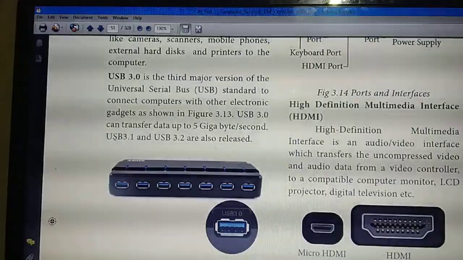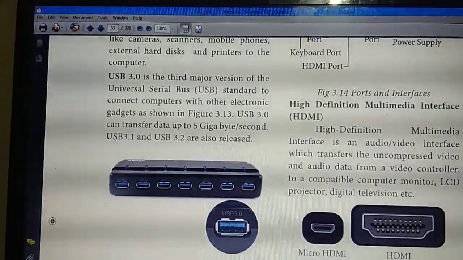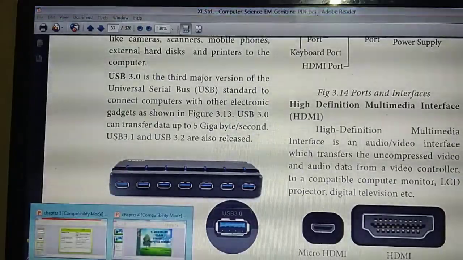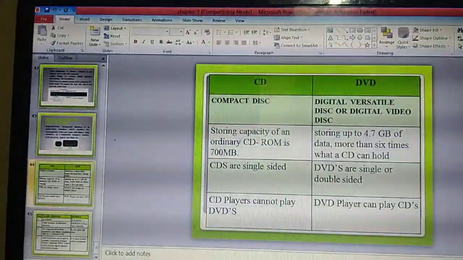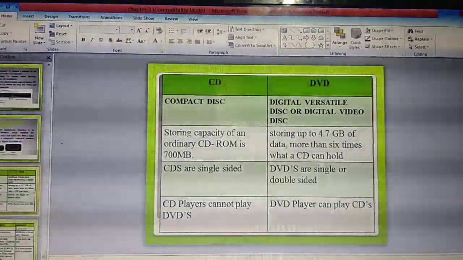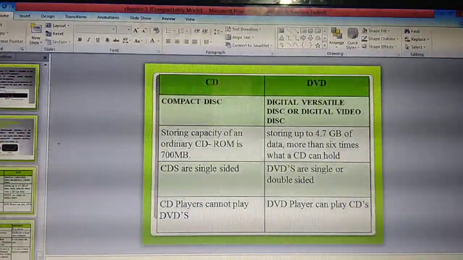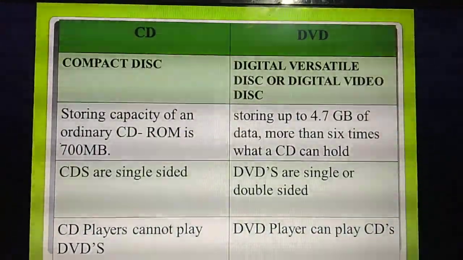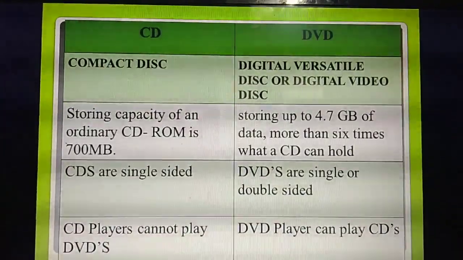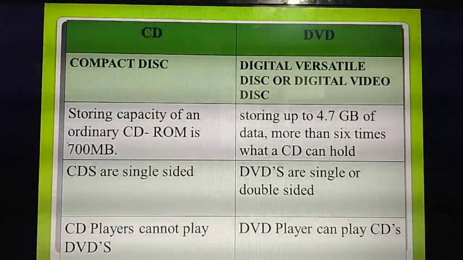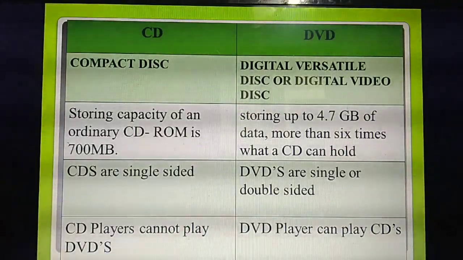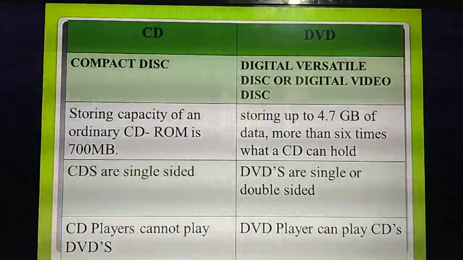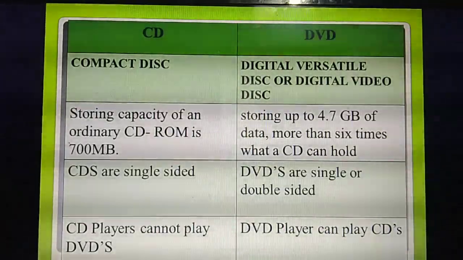Next 2-mark or 3-mark question: differentiate CD and DVD. All of you take your paper or computer notebook and write it. If they ask you to differentiate or distinguish between, you should draw a tabular column like this and write; then only you will get full marks. Please write fast.